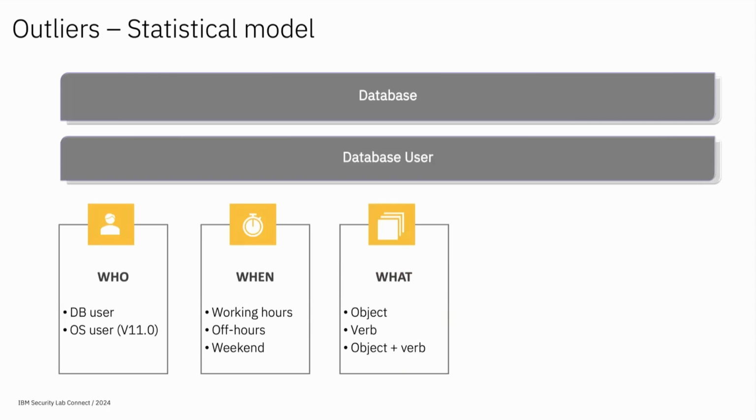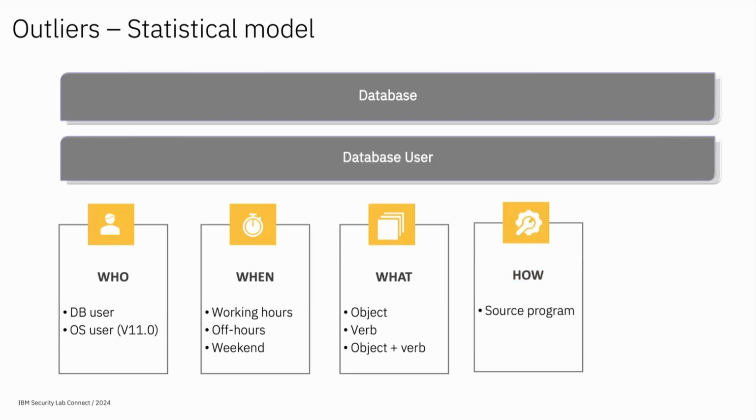What are they doing? Which object are they accessing? What verb, like select, update, grant, delete, or drop, whatever. We also have a combination like object plus verb. Example here, it can be select from a customer table, insert into an employee table. So a combination of object and verb.